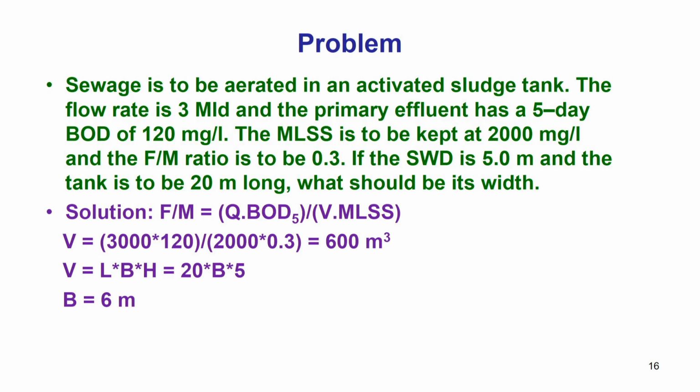Now we can directly calculate the volume here. We have been given all the values. So Q is 3 MLD or 3000 meter cube per day. If we don't change the units of BOD and MLSS, both are in mg per liter, then these will cancel out. Therefore we did not change any units here. V is equal to 3000 multiplied by 120 divided by 2000 into 0.3, and V equals L into B into H. So we can consider this as a rectangular tank, and then we will find out the value of B, that is the width of the tank.